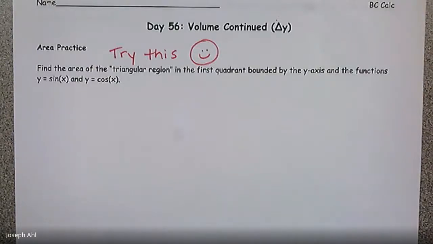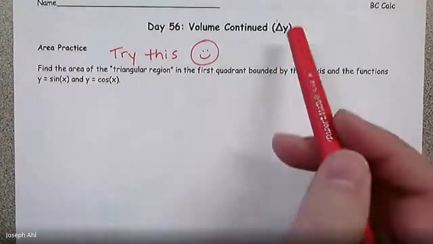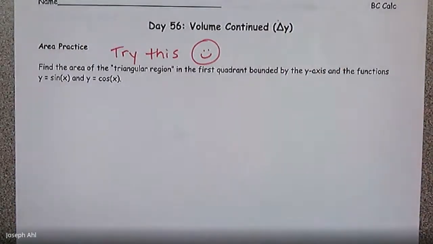Hey, BC Calc, this is going to be your day 56 notes. Today we're talking about some continued volume here. Specifically, we're going to see some examples that now have a delta y instead of a delta x. So thinking about spinning and revolving our regions, our areas around the y-axis instead of the x-axis. Of course, it's a possibility in terms of a solid of revolution here.